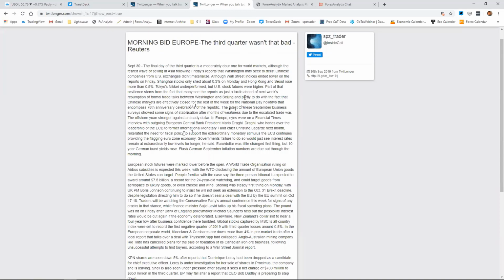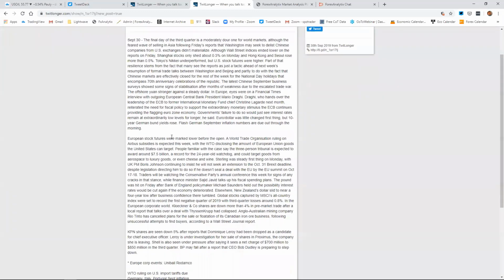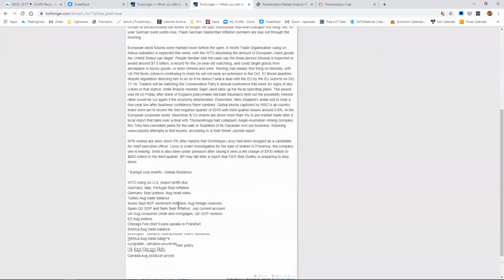Moving on, the offshore won strong against a steady dollar. In Europe, eyes were on the Financial Times interview with outgoing ECB President Mario Draghi. Draghi, who hands over the leadership of the ECB to the former Monetary Fund Chief Christine Lagarde next month, reiterated the need for fiscal policy to support the economy, and the government's failure to do so would see interest rates remain at extraordinary levels for longer.